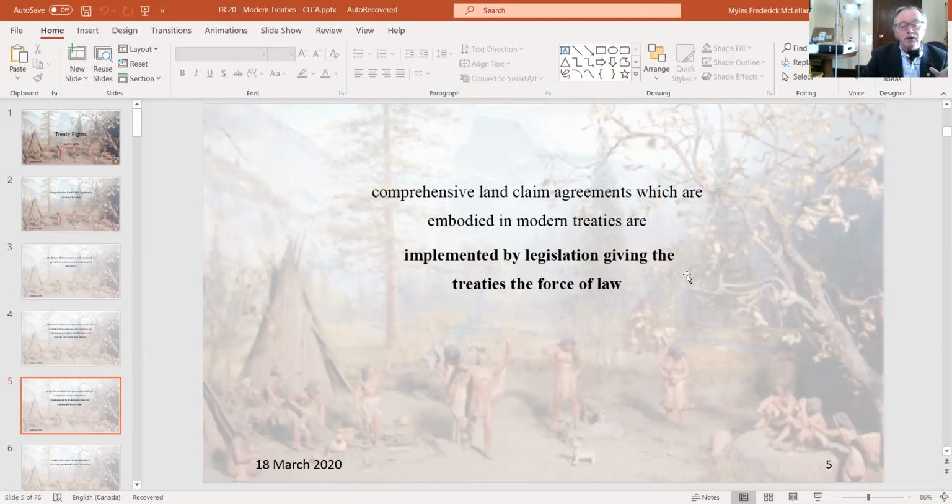Comprehensive land claim agreements, which are in fact embodied in modern treaties, are implemented by way of legislation. That's really important to keep in mind because it is a federal statute in which the terms of the modern treaties are embedded. Then these modern treaties have the force of law, just like any other statute that the federal government may in fact implement. For instance, the Criminal Code of Canada is a federal statute. So that's how important it is to see these treaties as statutory provisions.